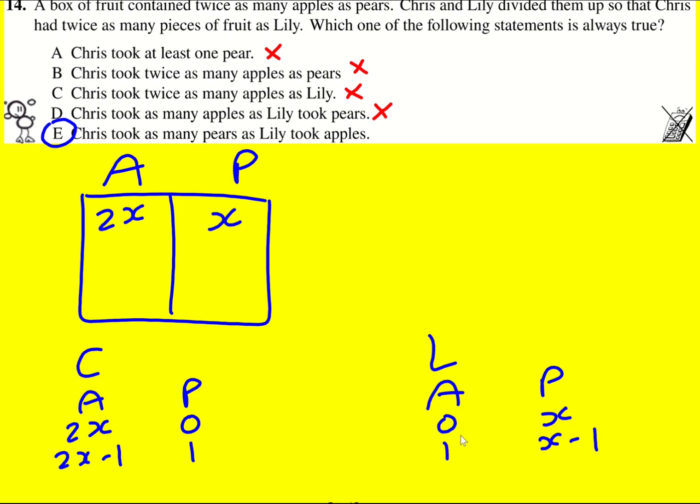And the most general one now, what if Chris took 2x minus y apples? Then he must have taken y pears, which means there would be x minus y pears left for Lily, and she must have taken y apples. So this proves most generally that statement E must always be true.